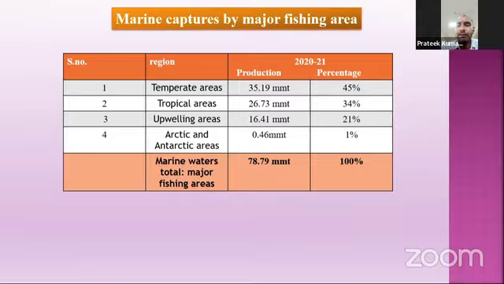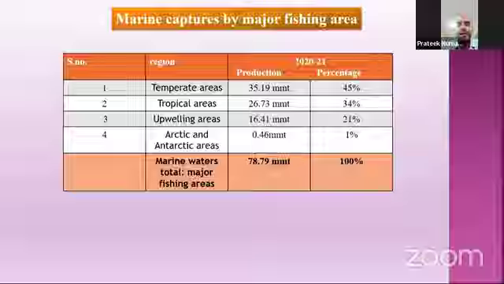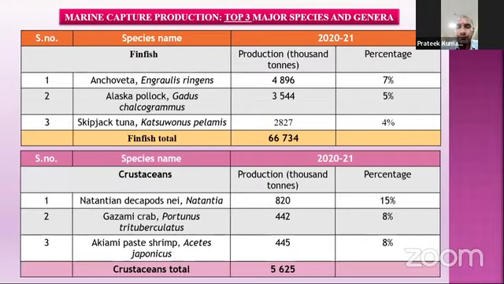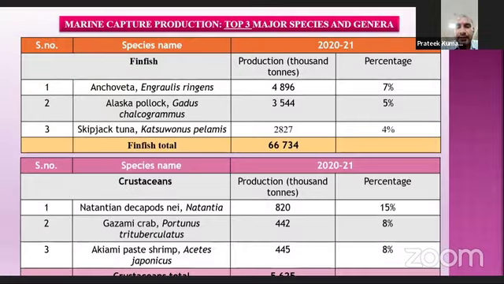We can see the sharing percentage ratio of temperate, tropical, upwelling, and Arctic areas. Next slide, please, ma'am. Here we can see the species in particular marine capture production.